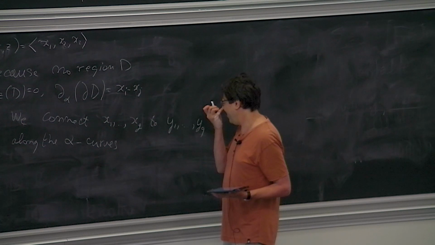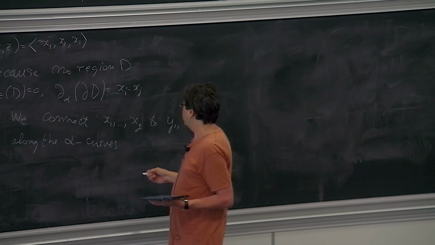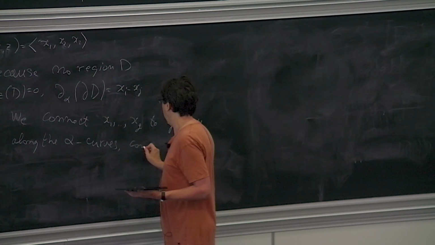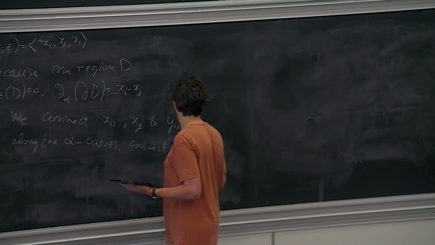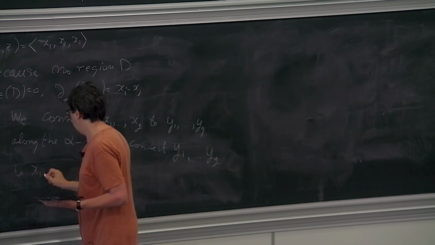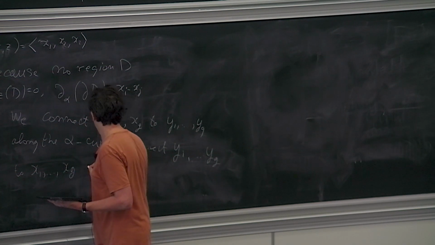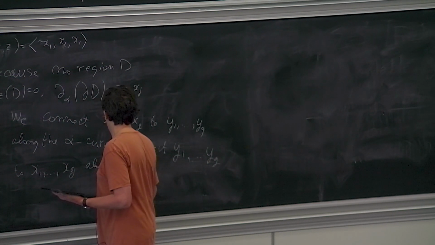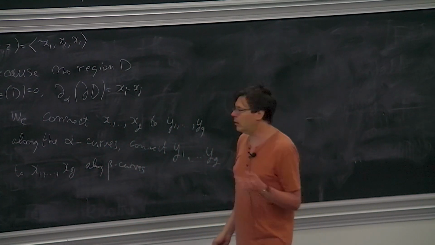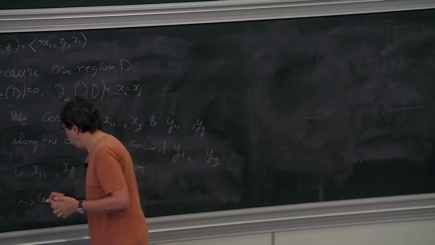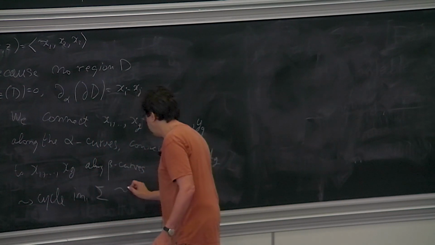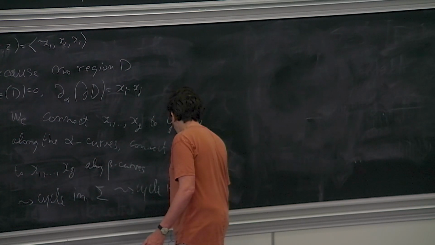And then we connect y1 up to yg to x1 up to xg along the beta curves. So this gives a cycle in sigma, and therefore a cycle in M.